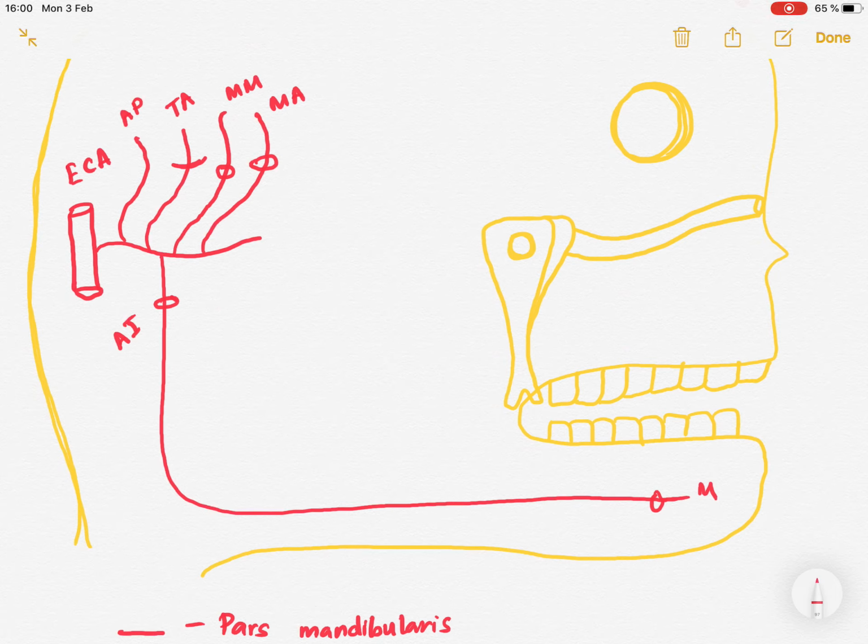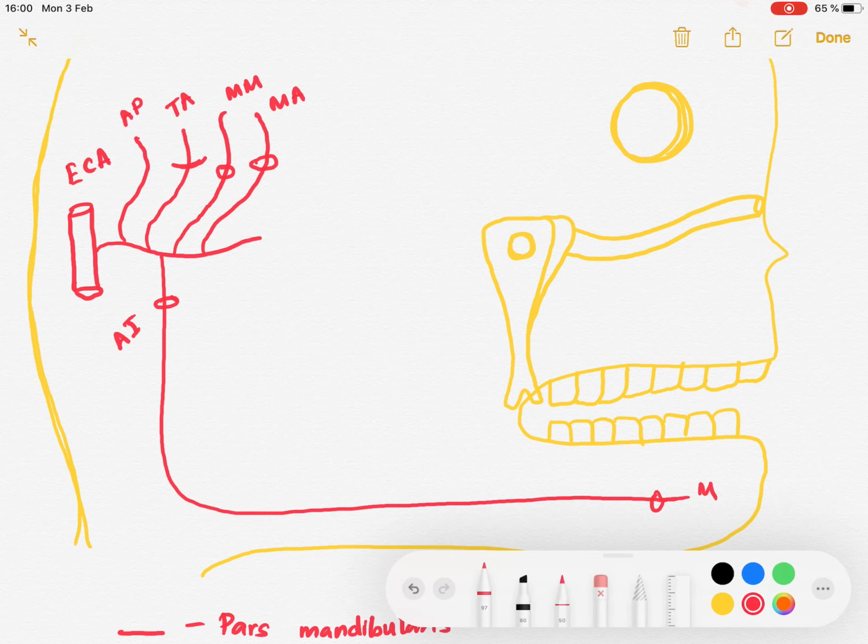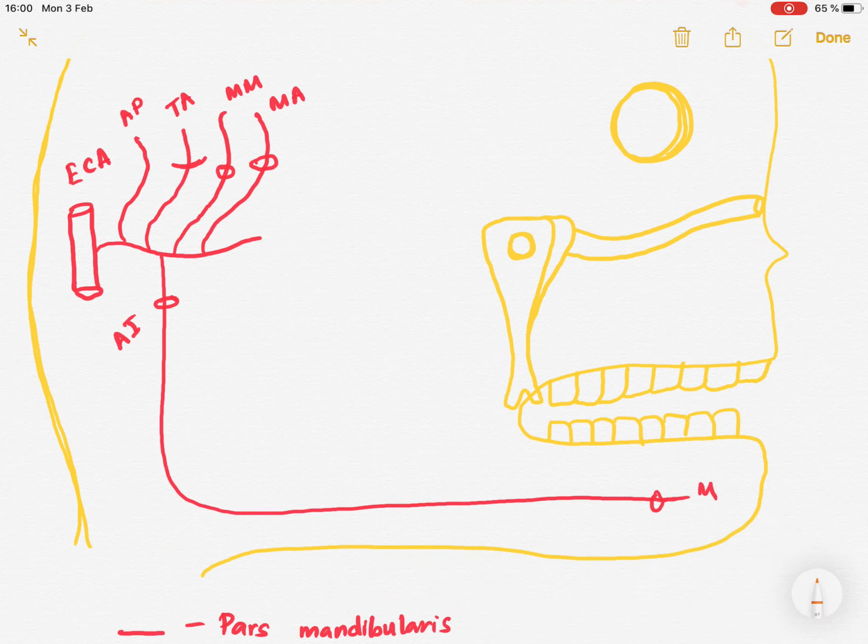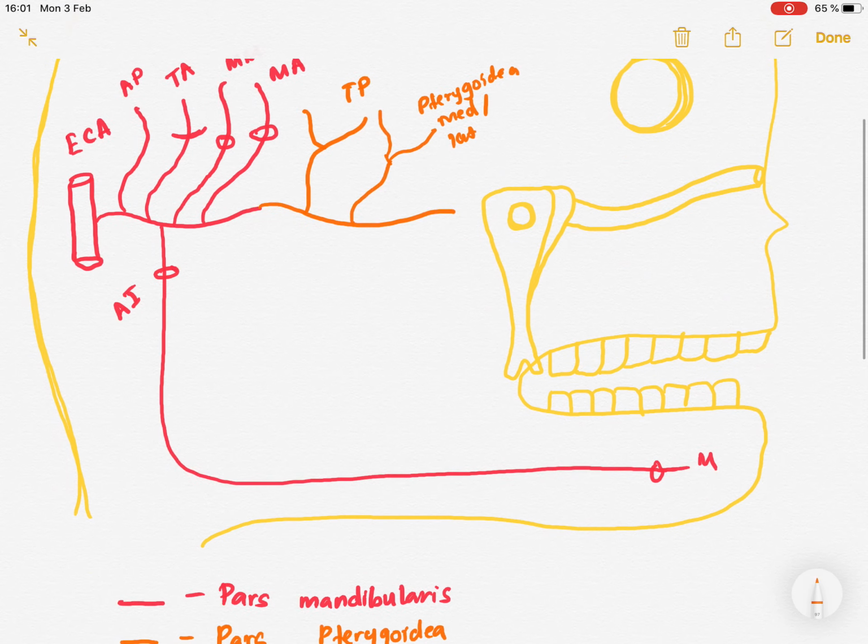Okay, those are the branches which are emerging from pars mandibularis of the maxillary artery. So let us move on to the next part, and that will be pars pterygoidea. As I already told you, this pars pterygoidea lies in the infratemporal fossa, and the first branch of pars pterygoidea will be arteria temporalis profunda. Here we will have anterior and posterior, because of that I drew it like this. So arteria temporalis profunda, and then we will have arteria pterygoidea medialis et lateralis. So arteria pterygoidea medialis and lateralis.